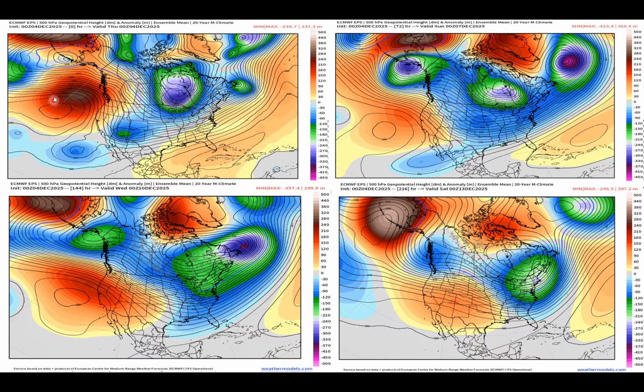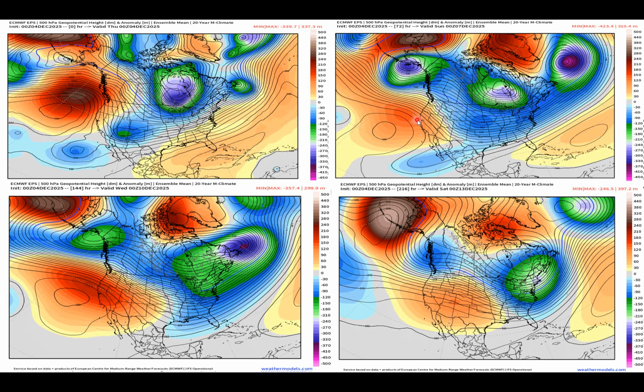This is the upper level ridging, this maroon color that's been so persistent off the California coast. This was yesterday, the 4th of December. The purple line here indicates where the polar vortex is basically situated. Well, we see the core of the polar vortex over Hudson Bay.